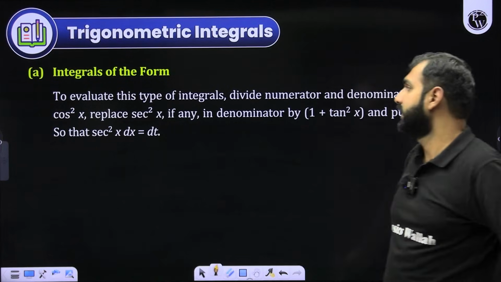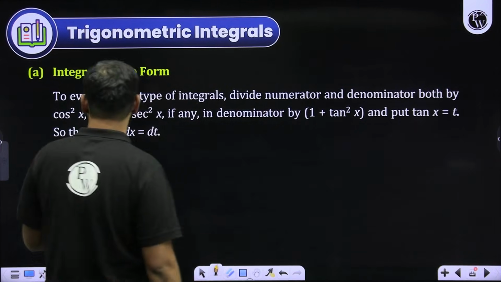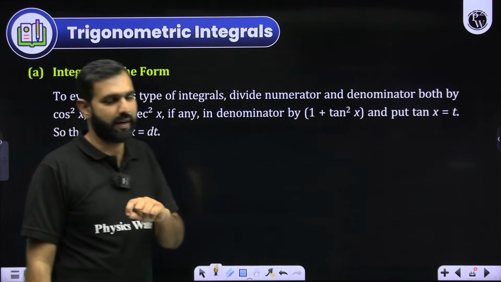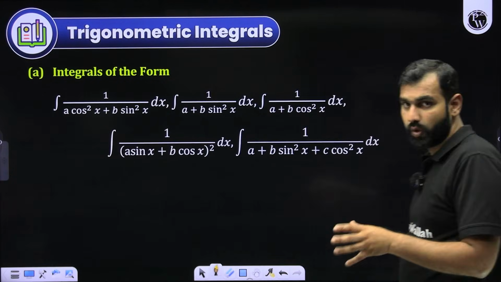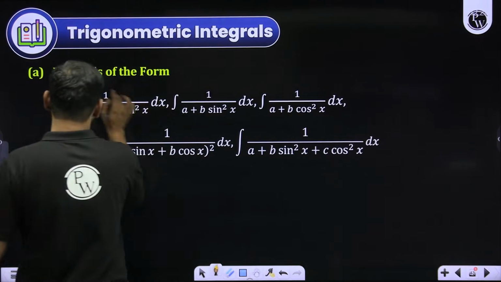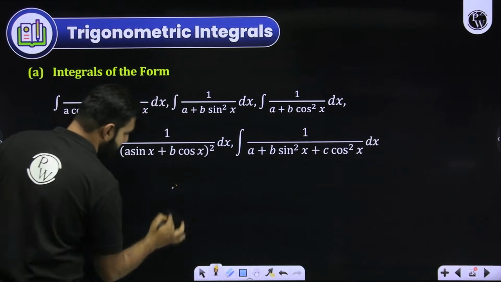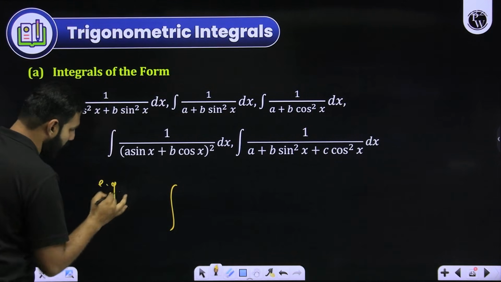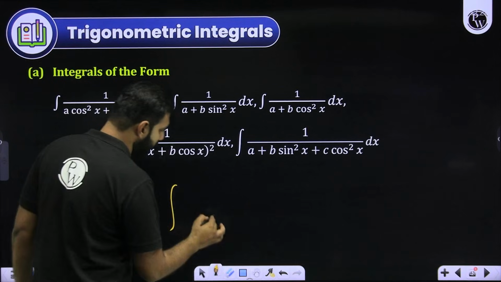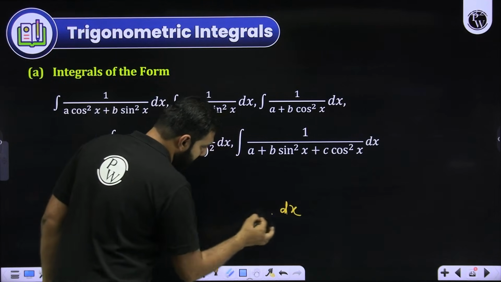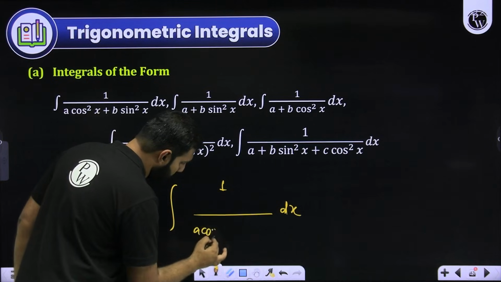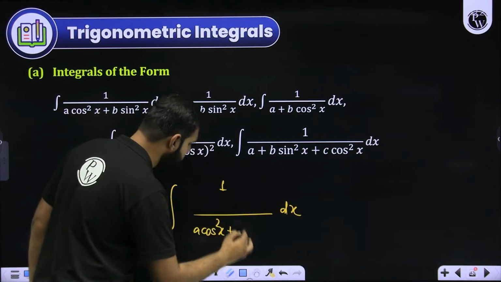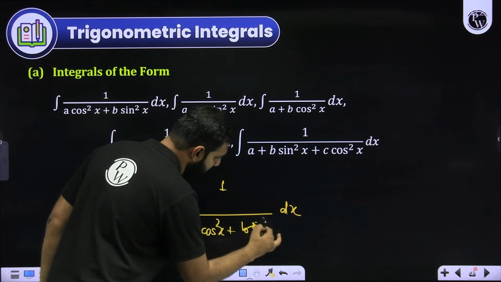It simply says that in the numerator and denominator, divide the entire expression by cos square x. Why? Because when you divide it by cos square x, let me try and do it here with this expression only. So integration of, I'll just demonstrate it here. Why am I doing it? So what are we given? We are given the integration of 1 divided by a times cos square x plus b times sin square x. Let's say this is what I need to integrate.